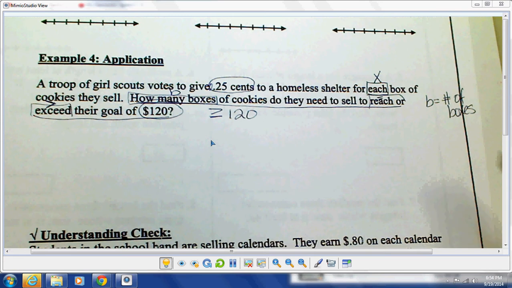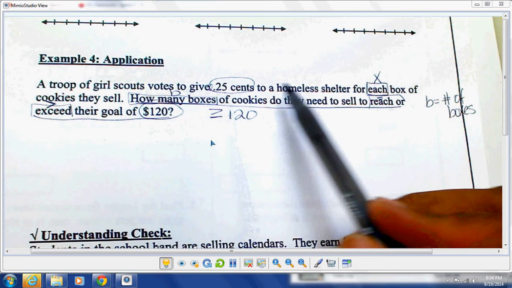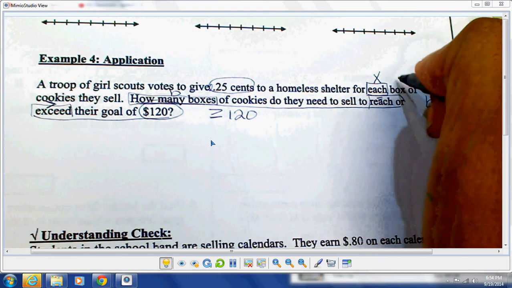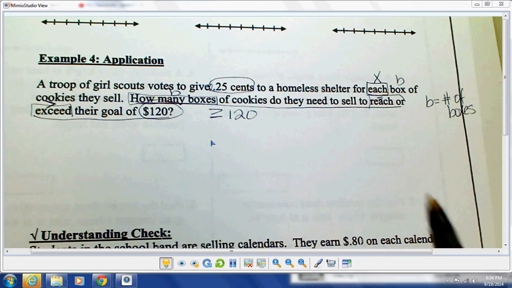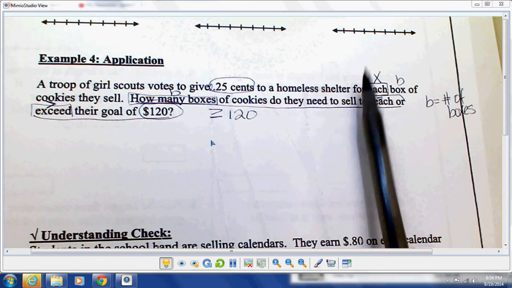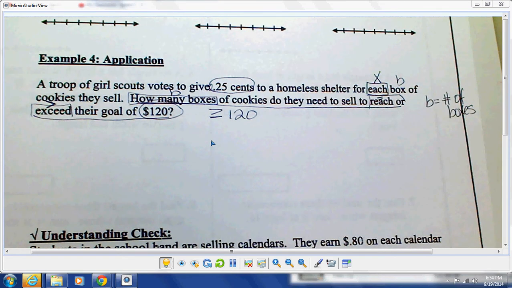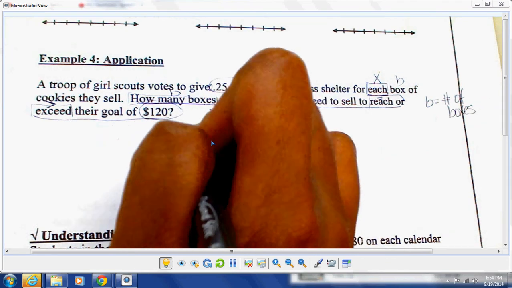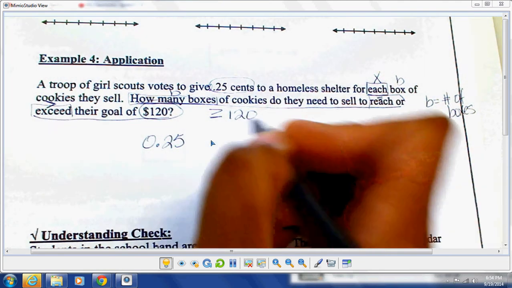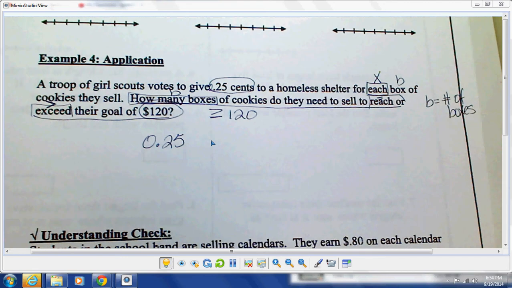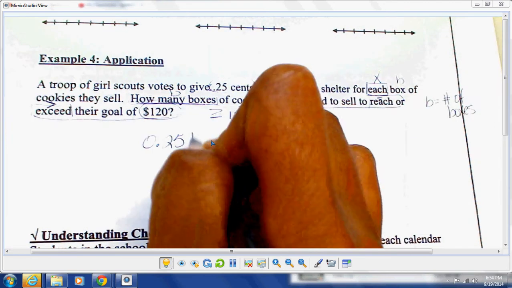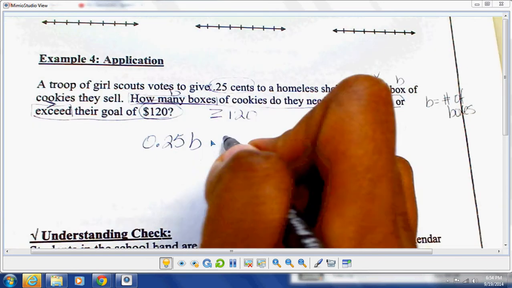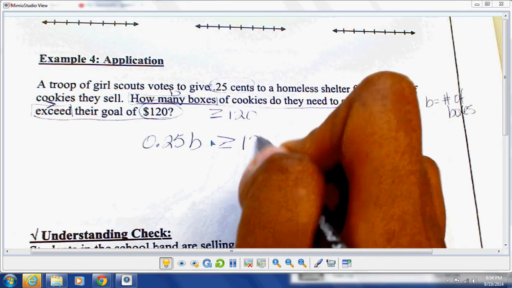Okay, now it says 25 cents for each box, and since we don't know how many boxes, remember we're using B for box. So it's already right there, 25 cents times B. So we should have 25 cents. And since we showed multiplication by just putting a number right beside the variable, we're going to write it like that. And that is greater than or equal to 120.